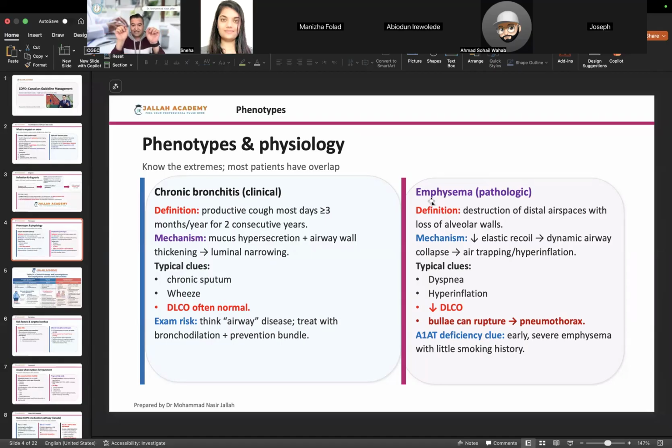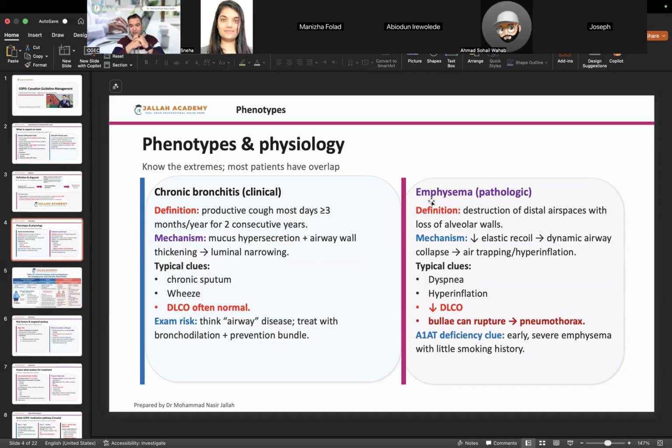And please remember this, that's why I made it red, because it will be in the exam. I'm not saying 100%, but it's most commonly tested. They expect you to know how to differentiate, because sometimes the symptoms are overlapping, so it's very hard to differentiate. But how do you differentiate? With DLCO. If it is low, emphysema. If it is normal, bronchitis. So exam risk: think airway disease, treat with a bronchodilator and prevention bundle.